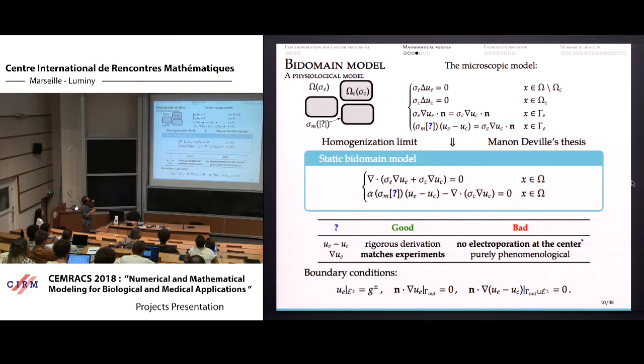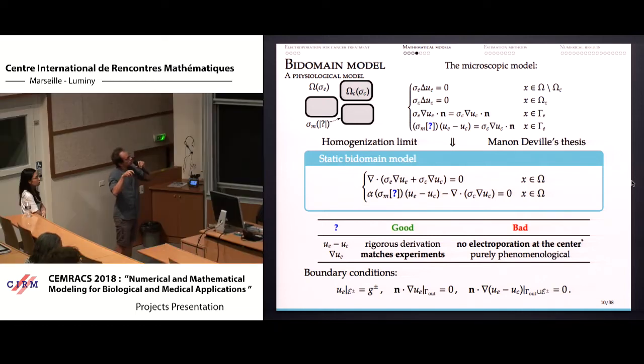Okay, so starting from this, you can do a homogenization limit, and you end up with this model, which is very similar, and which we call the static B-domain model. This limit is rigorous in the case where the dependency of sigma m here is on this difference.